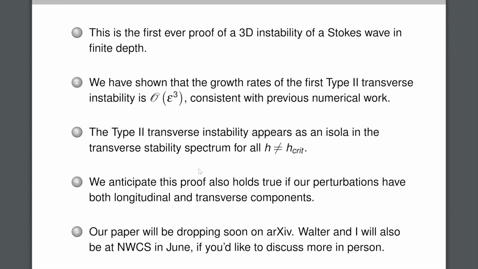The other thing that we've shown now is essentially that this proof seems to give us an isola, a bubble of unstable eigenvalues in our transverse stability spectrum, basically for any depth we like, except for that one critical depth where that B30 quantity vanishes, in which case you have to do a higher order calculation to figure out whether you're going to have instability at that particular depth.